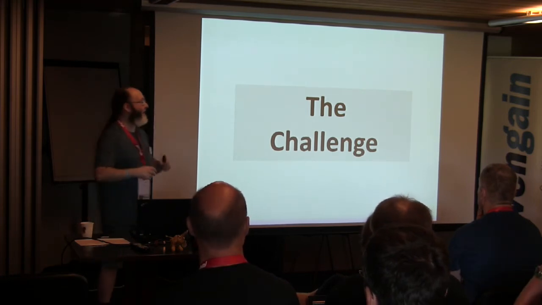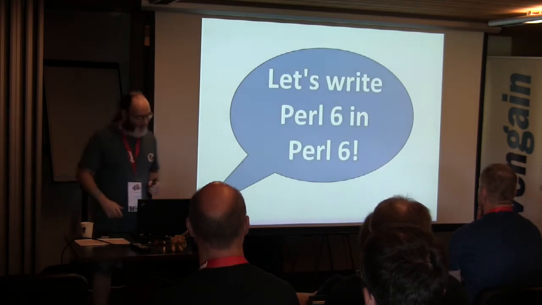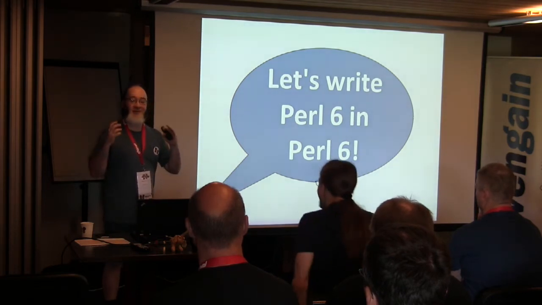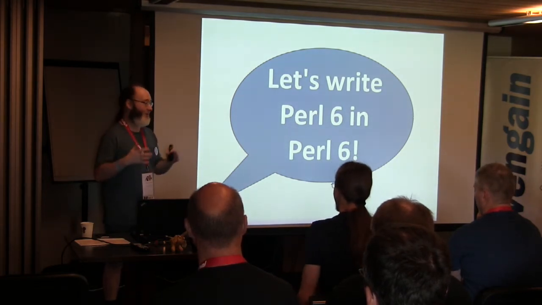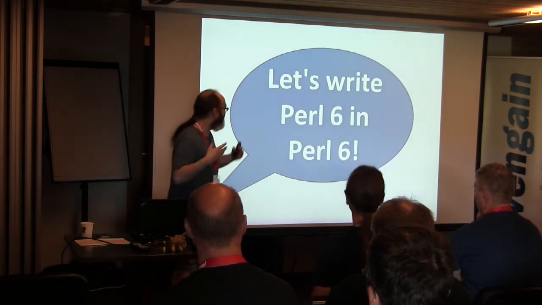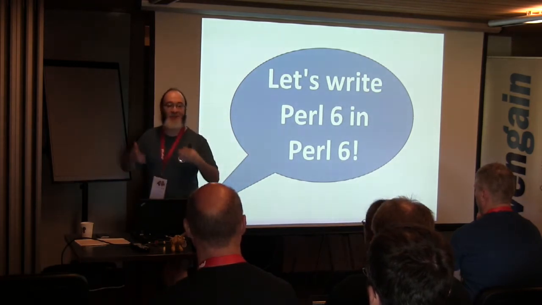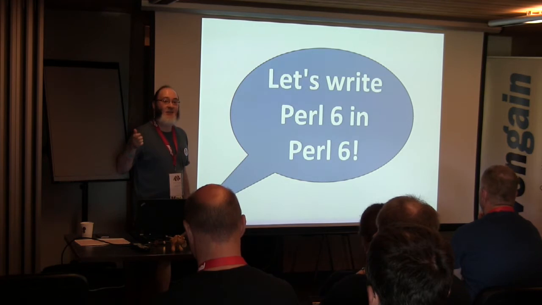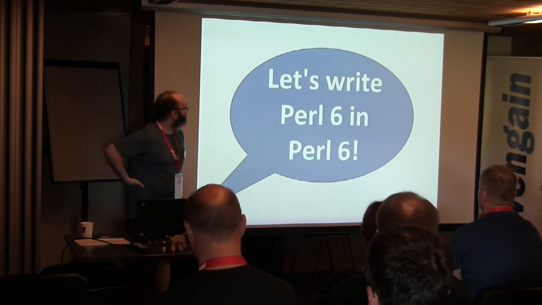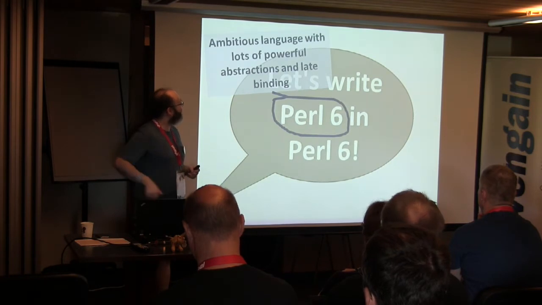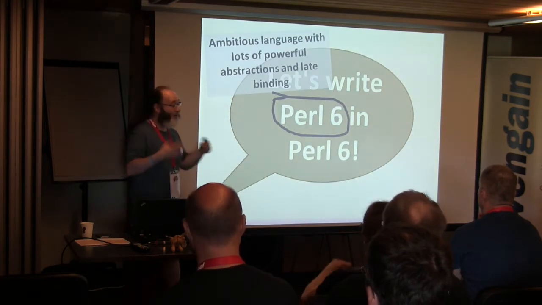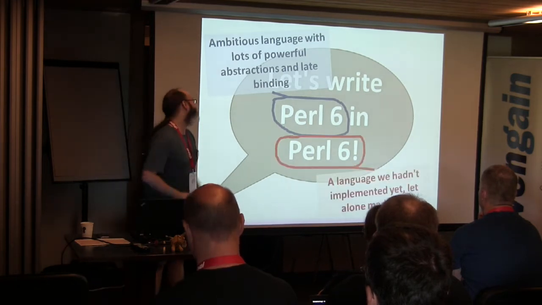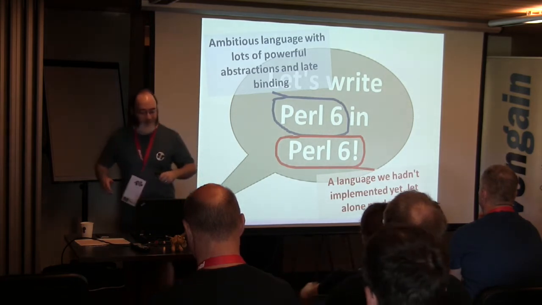So way back before I was doing Perl 6 things, someone had this great idea. Let's write Perl 6 in Perl 6. Now, I have to say there's a lot of good things about this approach. One of them, of course, being the community aspect, that it's very easy for people to come and start contributing because it's already in the language that they're using. And it's also very nice that if you don't know how exactly something works, you can often go and have a look. But the challenge of this is, let's take a language that's ambitious, that's got lots of powerful abstractions and late binding, and implement this challenging thing in a language that we haven't implemented yet, let alone figured out how to make fast.